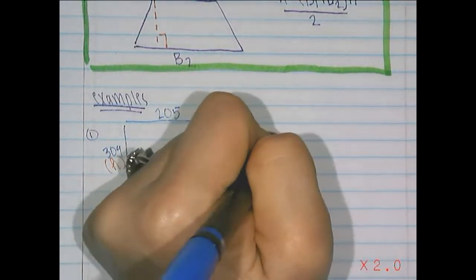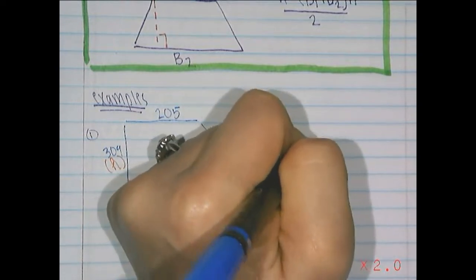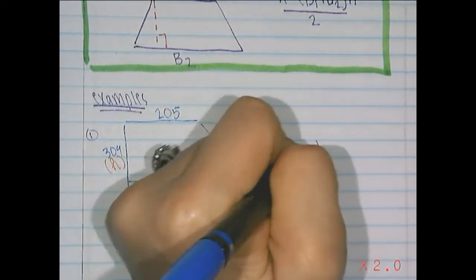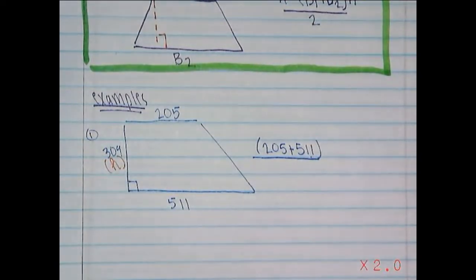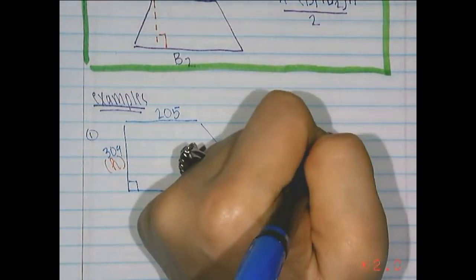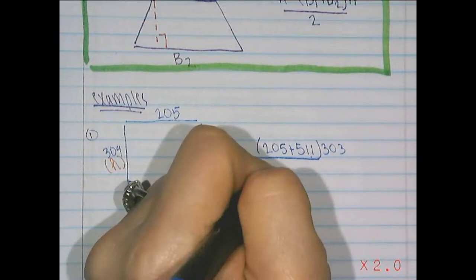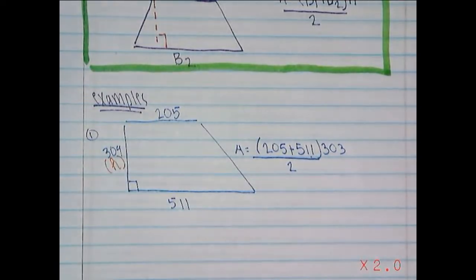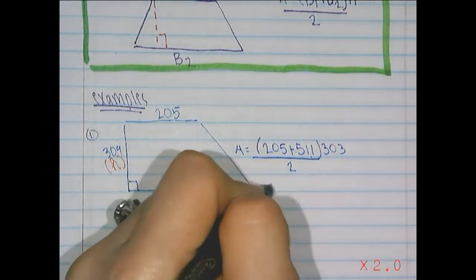All right, 205 plus 511. That's me adding my two bases together. Remember, it's B1 plus B2, then times my height. My height, if you remember, is 309. And all of that will be divided by 2. So here's the formula for my area anyway. I'll simplify it a little.